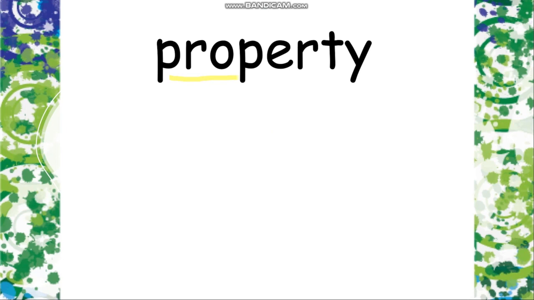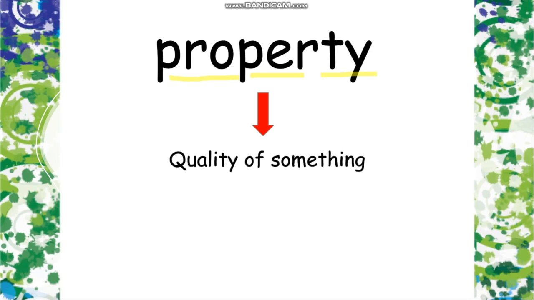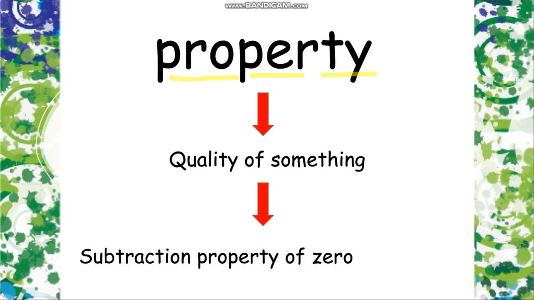P-R-O, pro, then P-E-R, per, and T-Y, T, property. Okay, now what is the meaning of property? Property is quality of something. किसी भी चीज की क्वालिटी या गुण, उसको हम क्या बोलते हैं? Property. Now, for example, we have learned the subtraction property of 0.